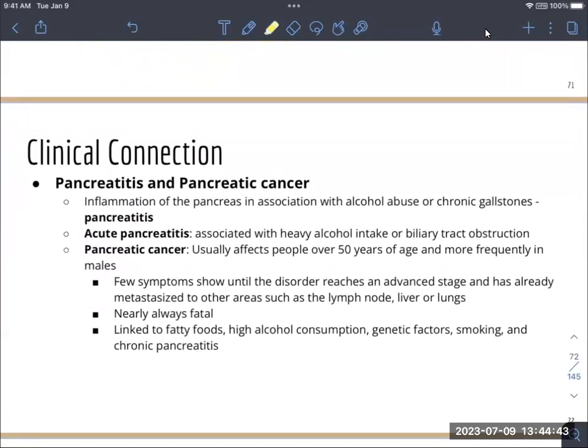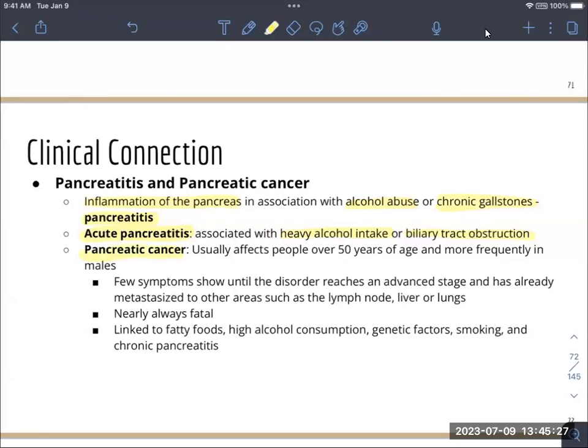Pancreatitis and pancreatic cancer. Itis, an inflammation of the pancreas. Somebody who gets inflammation of the pancreas, it's usually associated with alcohol abuse or gallstones. So stones in the gallbladder. Acute pancreatitis, heavy alcohol, biliary tract obstruction. So one of those gallstones in the gallbladder gets stuck somewhere in that tract between the gallbladder and where that bile is released into that duodenum.